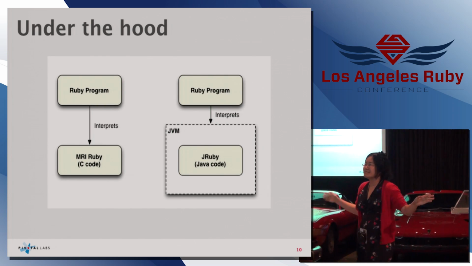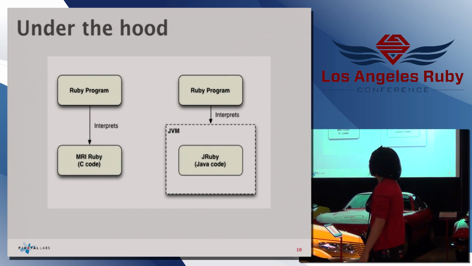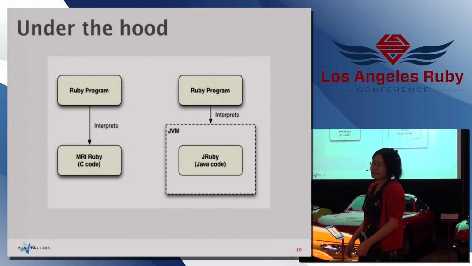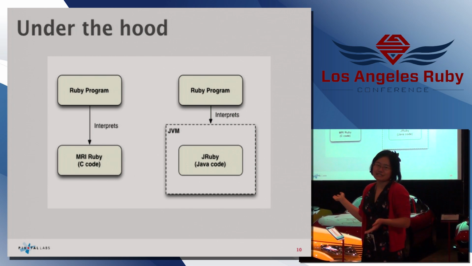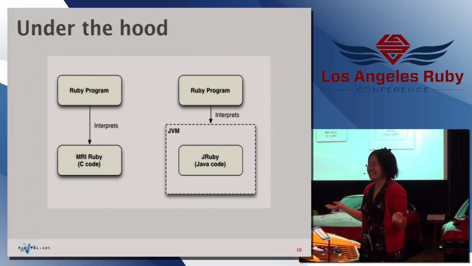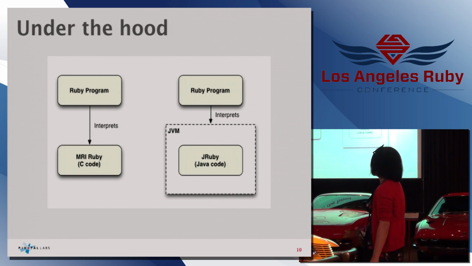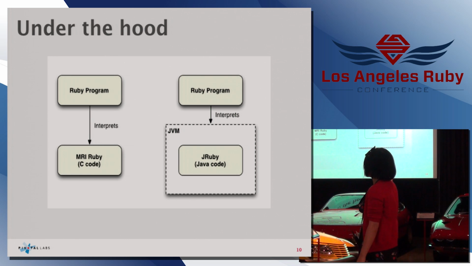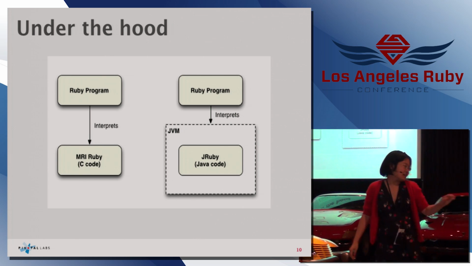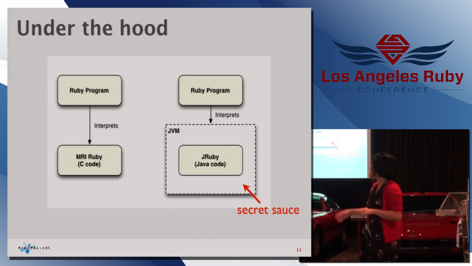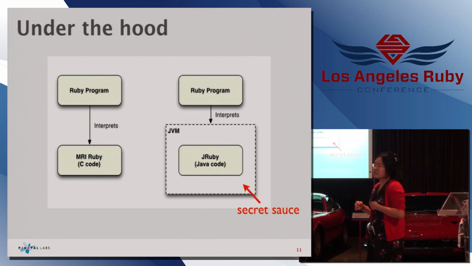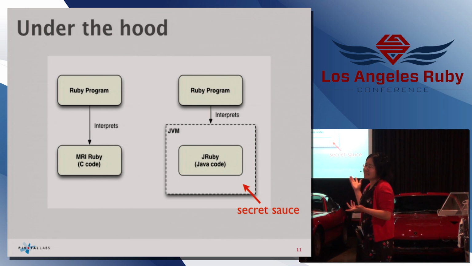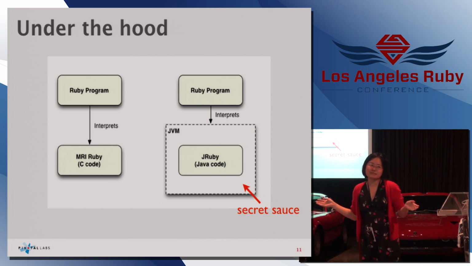So under the hood, how do these Ruby implementations work? Well, you write Ruby code and it's interpreted by an interpreter. Yes, not rocket science. But in JRuby, the implementation of the interpreter is written using the Java virtual machine. And that's basically your secret sauce because a lot of the benefits of using JRuby come from how awesome this implementation is. Shout out to the JRuby team.